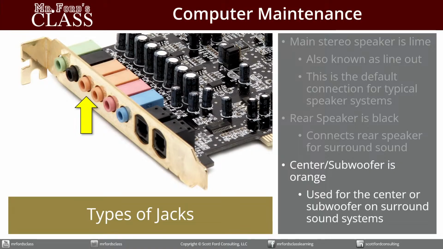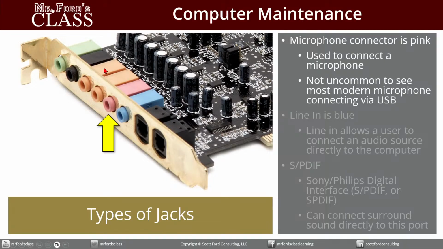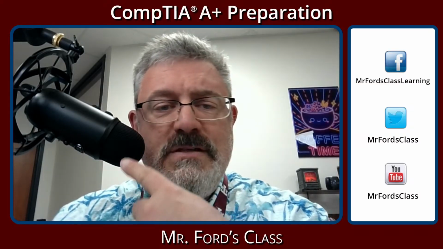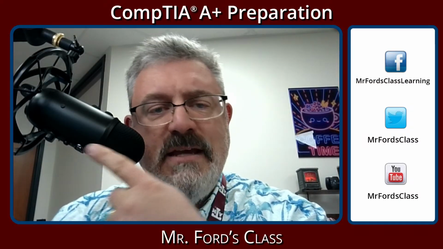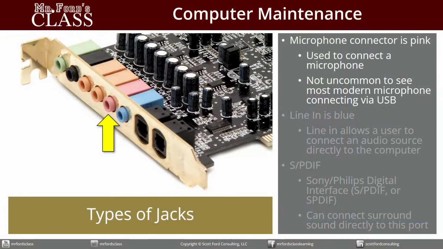The center subwoofer is orange. This is used for the center or subwoofer on sound systems. The microphone connection is pink. This is used to connect a microphone. Now, I will say we're seeing a lot more of the USB microphones or Bluetooth microphones. So, for example, this is a Yeti. This Yeti is connected ultimately to my computer via a USB plug. But you can also see microphones connected through Bluetooth.